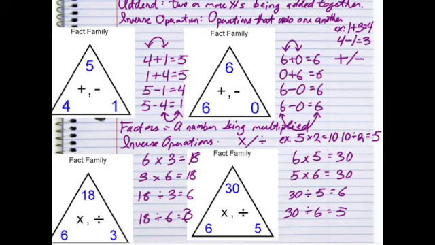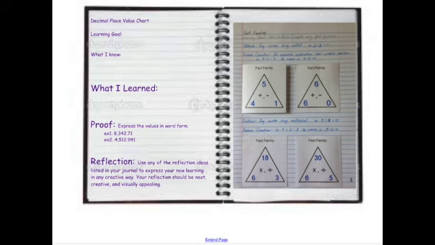Okay? So you should have pre-existing knowledge of fact families. This should be kind of a quick abbreviated lecture video for us, but please make sure that you are doing the what I learned and also the proof for today. Express the values in word form. Make sure that you're studying those fact families. And once again, completing your reflection for our next class.